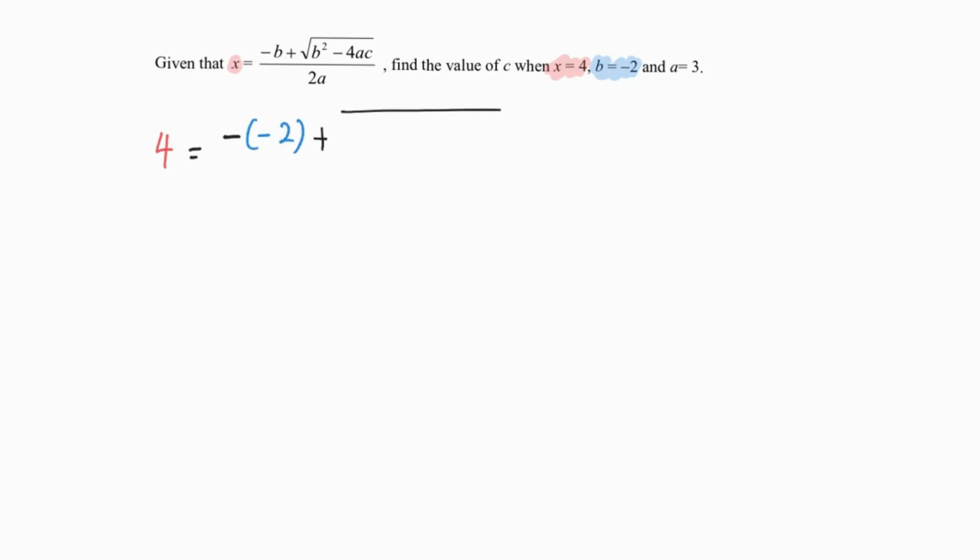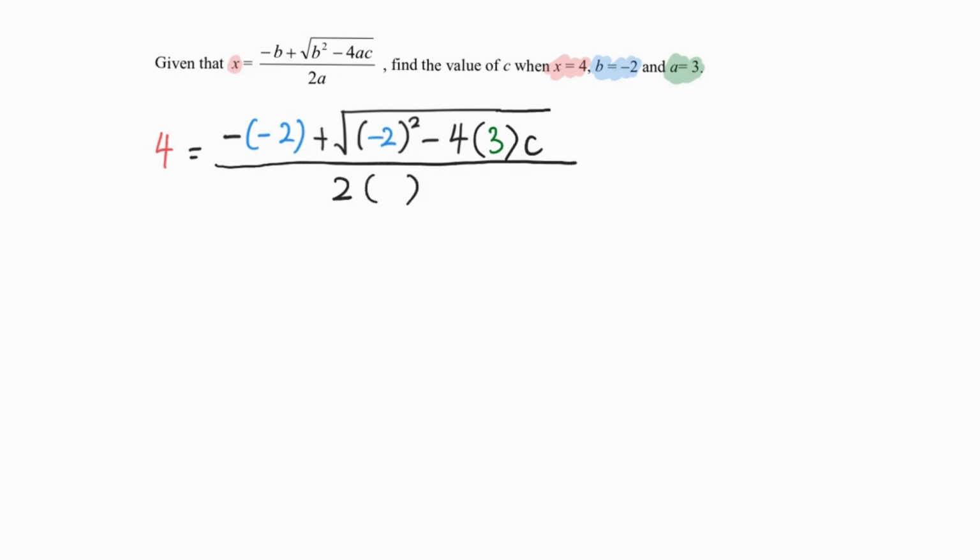plus the square root of negative 2 bracket square minus 4, my a is 3. So times 3. C we don't know. C is what we are required to find, and the whole thing is over 2A. A is 3.